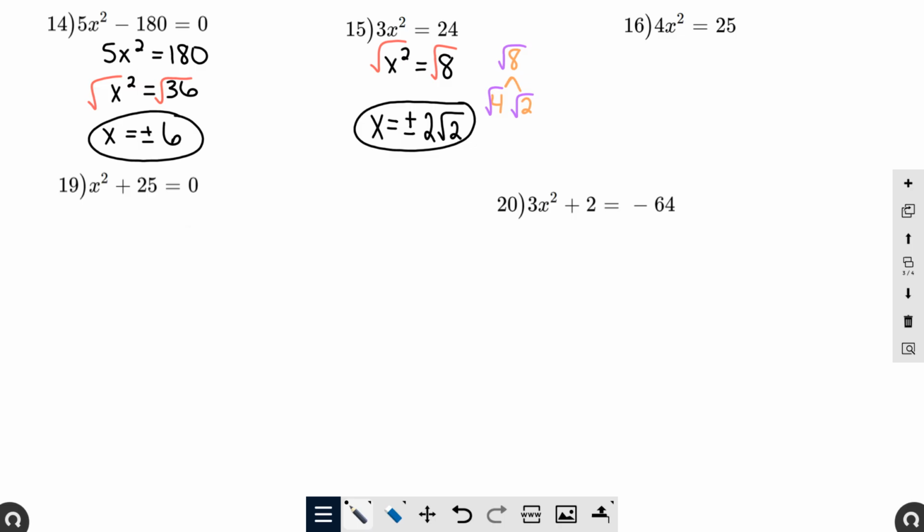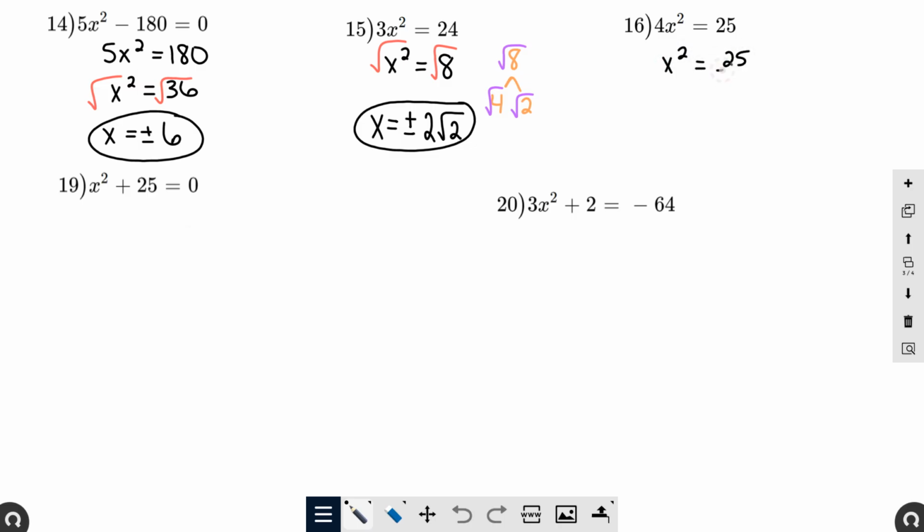Okay, write down your next problem. 4x squared equals 25. Now, at this point, you should probably be able to recognize perfect squares, right? Especially after factoring all those difference of squares that we had in the last unit. So 4 and 25 are both perfect squares. But first thing we want to do is get x squared by itself, so we're going to divide by 4.